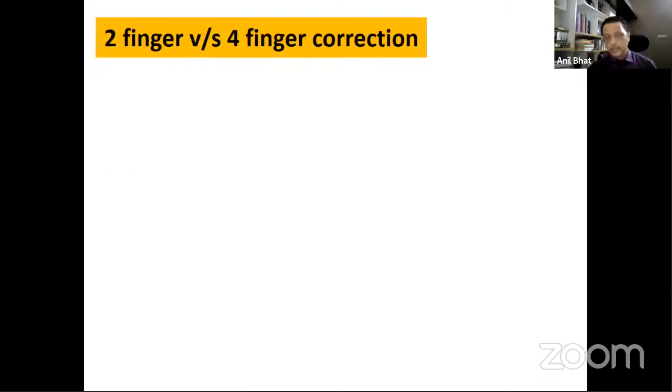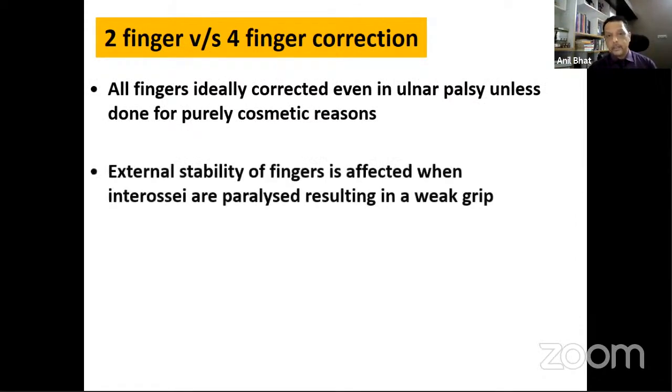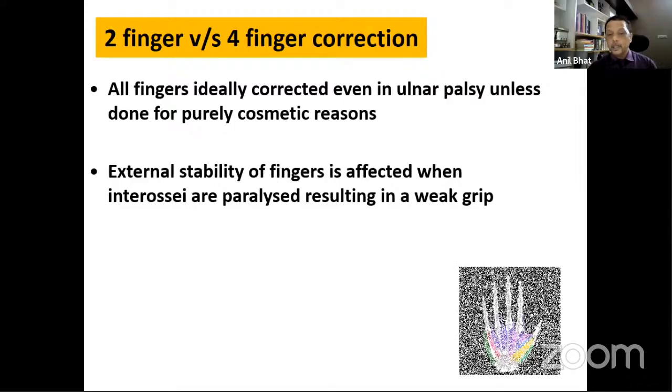The second question asked, especially in ulnar claw hand, would be, would you correct only the 2 fingers of the ulnar claw or all the 4 fingers? Now, all fingers ideally are corrected, even in ulnar nerve palsy, unless it's done purely for cosmetic reasons, which is very rare, because external stability of the fingers is affected when the intrinsics are paralyzed, resulting in a weak grip.